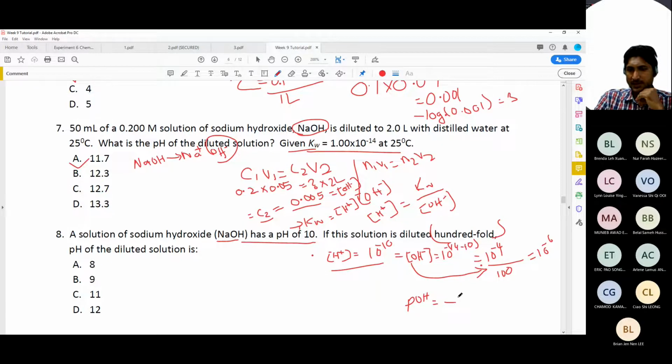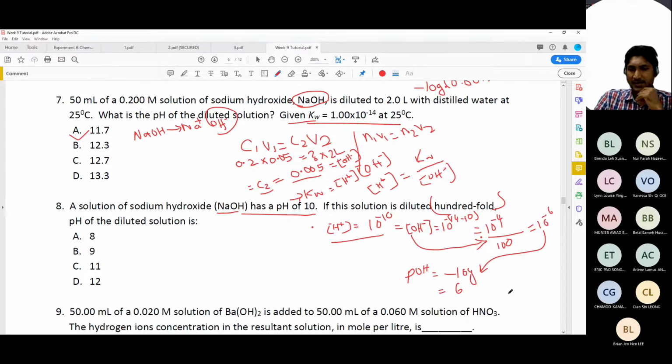pOH will be negative log of this value, 10 power negative 6, which is 6. pOH is 6, right? So what is the pH then? Because we know pH plus pOH is equal to 14 on the scale. So pH will be 14 minus 6. So it is 8. In this way we can find it is 8.